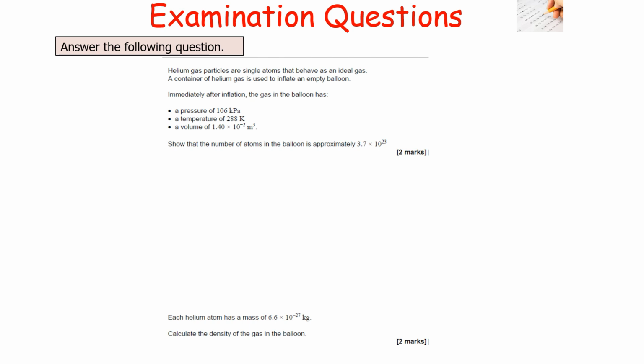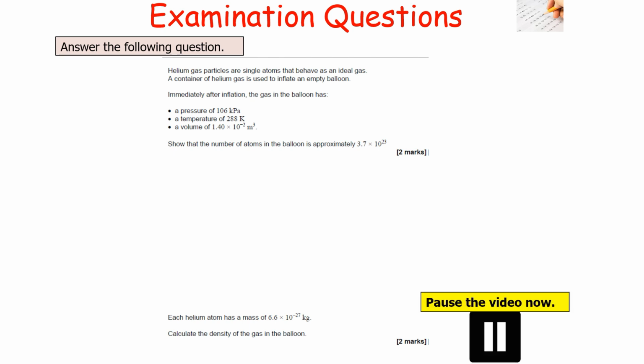Helium gas particles are single atoms that behave as an ideal gas. A container of helium gas is used to inflate an empty balloon. Immediately after inflation, the gas in the balloon has a pressure of 106 kilopascals, a temperature of 288 Kelvin, and a volume of 1.4 times 10 to the minus 2 meters cubed. So show firstly that the number of atoms in the balloon is approximately 3.7 times 10 to the 23, then that each helium atom has a mass of 6.6 times 10 to the minus 27 kilograms. So calculate the density of the gas in the balloon.